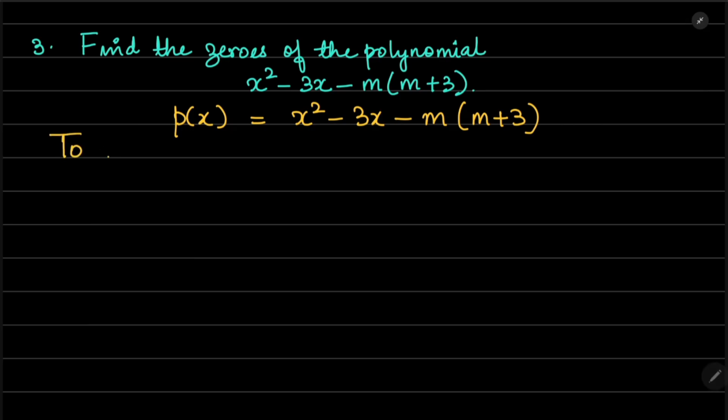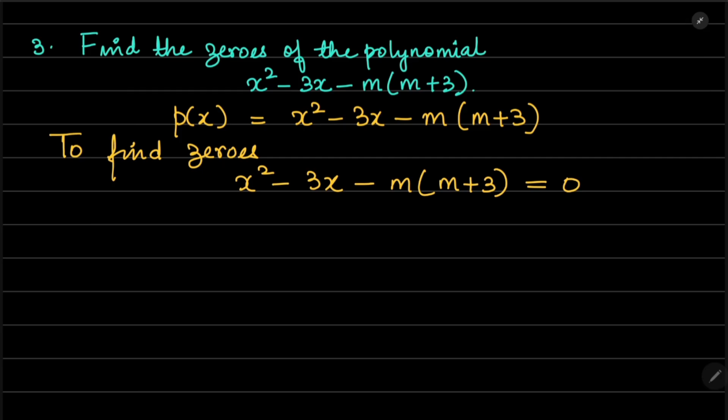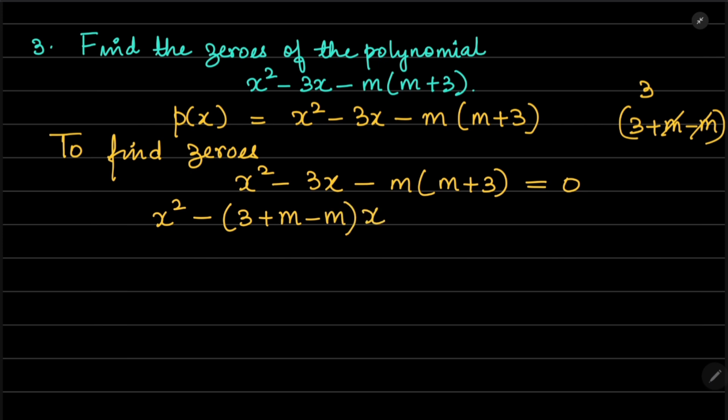To find the zeros, you have to equate it to 0. So, let us equate x square minus 3x minus m multiplied by m plus 3 is equal to 0. Now, here what I'm going to do is, x square minus the 3, I can write it as 3 plus m minus m. Either way, it's going to be 3 only. So what am I going to write? 3 plus, and add and subtract m, multiplied by x, minus the third term is going to be the same, that is minus m into m plus 3 is equal to 0.